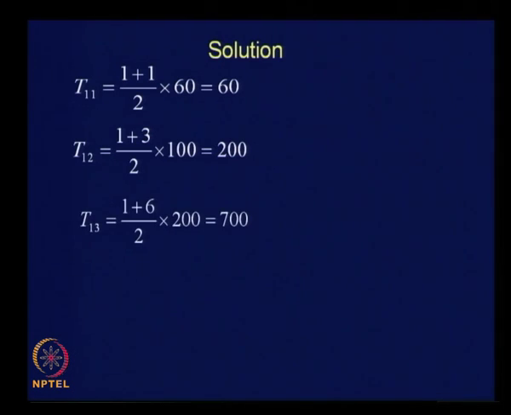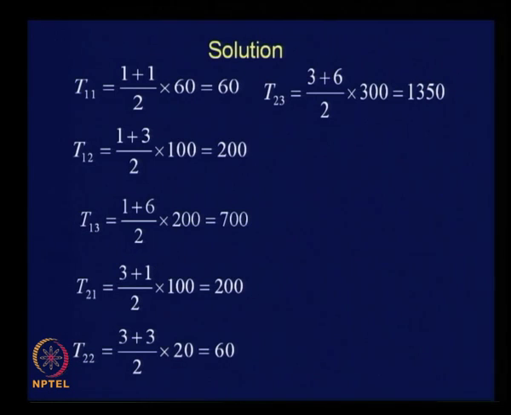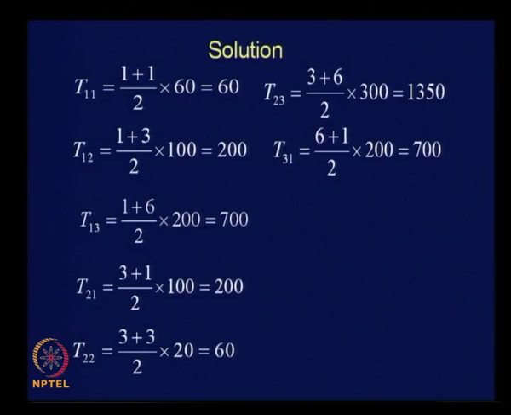Then T13, for zone 3 the growth factor was 6, zone 1 is 1, so (1 plus 6) by 2 and the cell value of 1 3 was 200, so we get 700. T21, (3 plus 1) by 2 into the corresponding cell value of 100, so we get 200. T22, (3 plus 3) by 2, isn't it, into the cell value of 20, which is 60. T23, (3 plus 6) by 2 into 300, that is 1350. T31, (6 plus 1) by 2 into 200, which is 700.